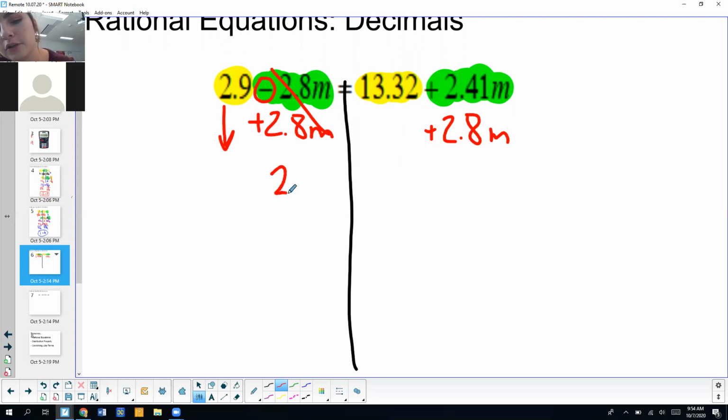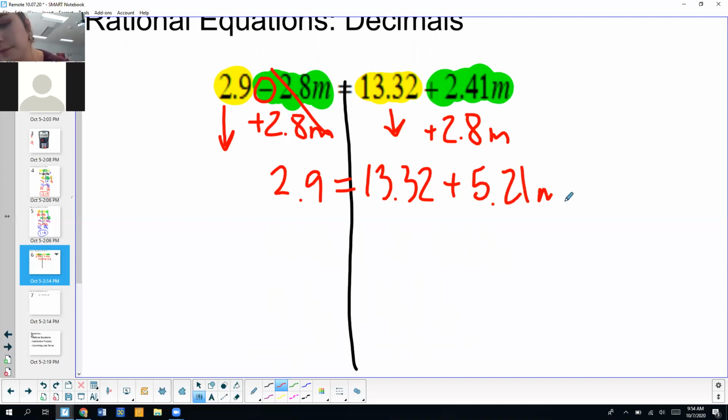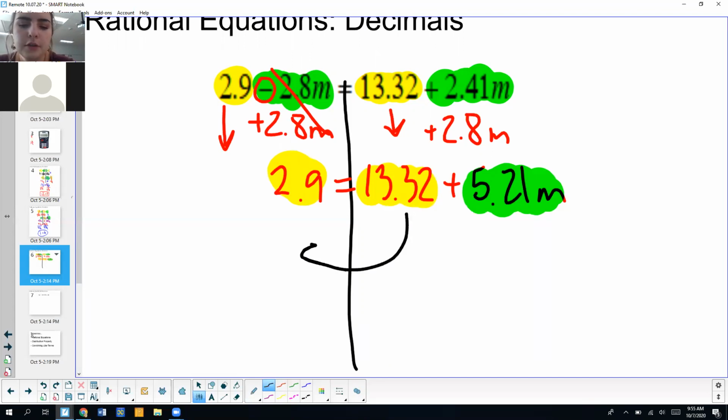I'm going to bring down my 2.9. I'm going to bring down my 13.32. And then I need to pick up my calculator and enter 2.41 plus 2.8. That's going to give me 5.21 m. All right, I've got 2.9, 13.32. So I've got constants on either side of the equal sign, but I've got a variable on the right. So I want to move my 13.32 over to the left.